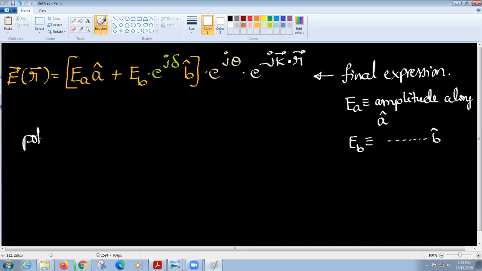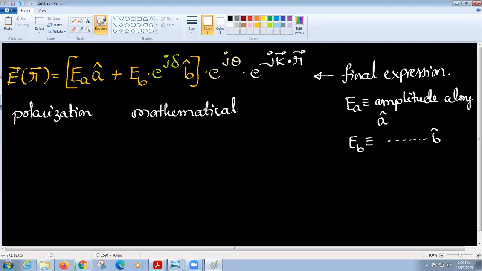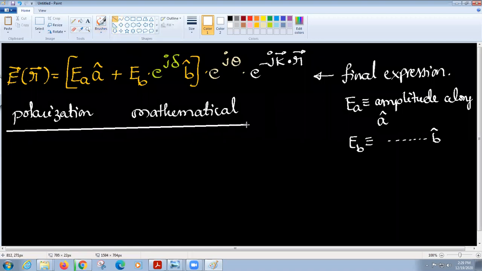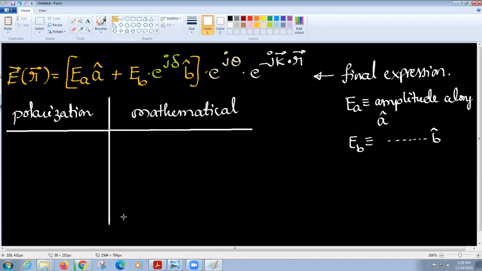I can take a table describing this polarization. I don't have space, so let's quickly express this in tabular form and its mathematical definition. The very first one you have is linear polarization. Linear polarization, we call it LP.